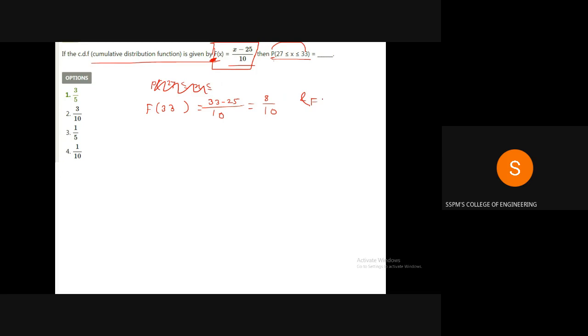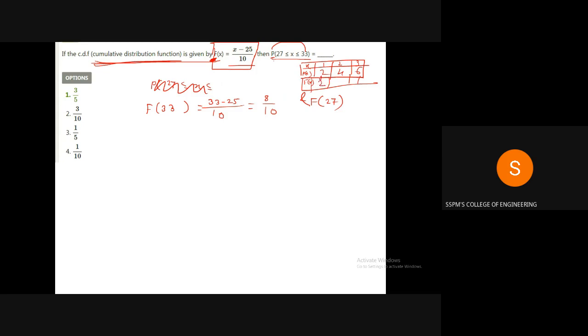Similarly, what is f of 27? See here again, the cumulative distribution function is given. Suppose this is x, this is p of x. Suppose this is 1, 2, and 3. P of x is 2, 4, 6. Then how is f of x given? For example, I am giving this. F of x is given like this, okay?